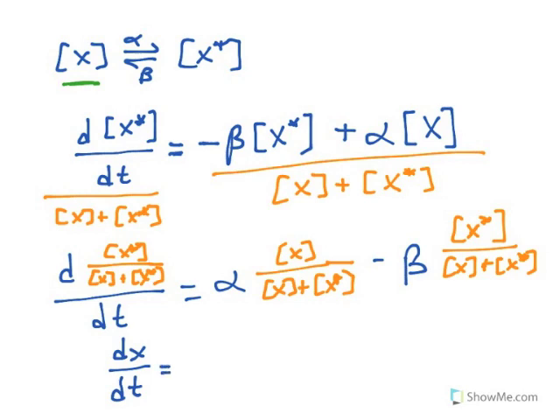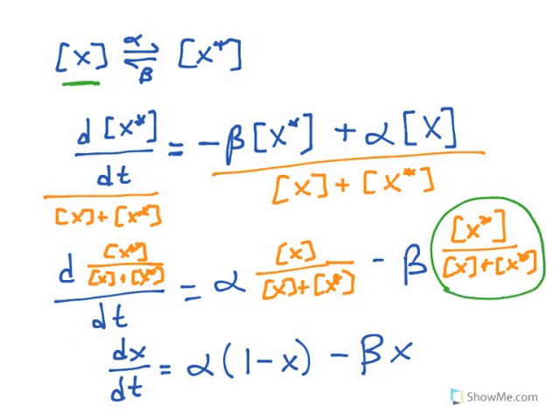So I'm going to put in x for this x star over x plus x star. So that's equal to alpha. Now this isn't quite x, this is x over x plus x star, and that's equal to 1 minus x, minus beta x. Okay, so this here is what I'm defining to be x. And you can see that this term, if you look at it long enough, is equal to 1 minus x. So that's what that is. So now you're probably asking, why did I make that change of variables? Why am I defining x in this way?